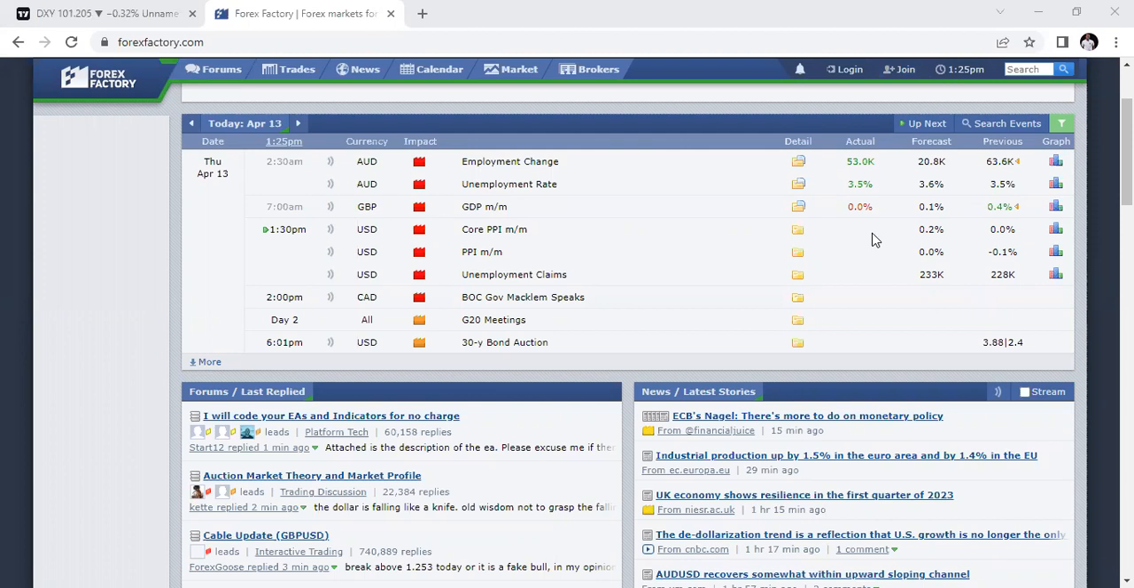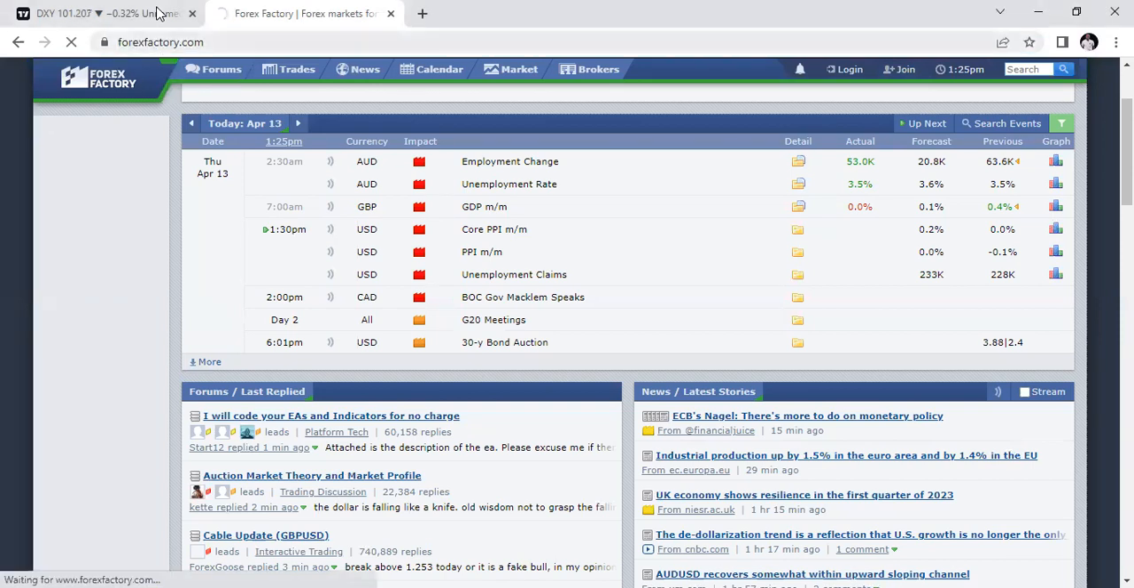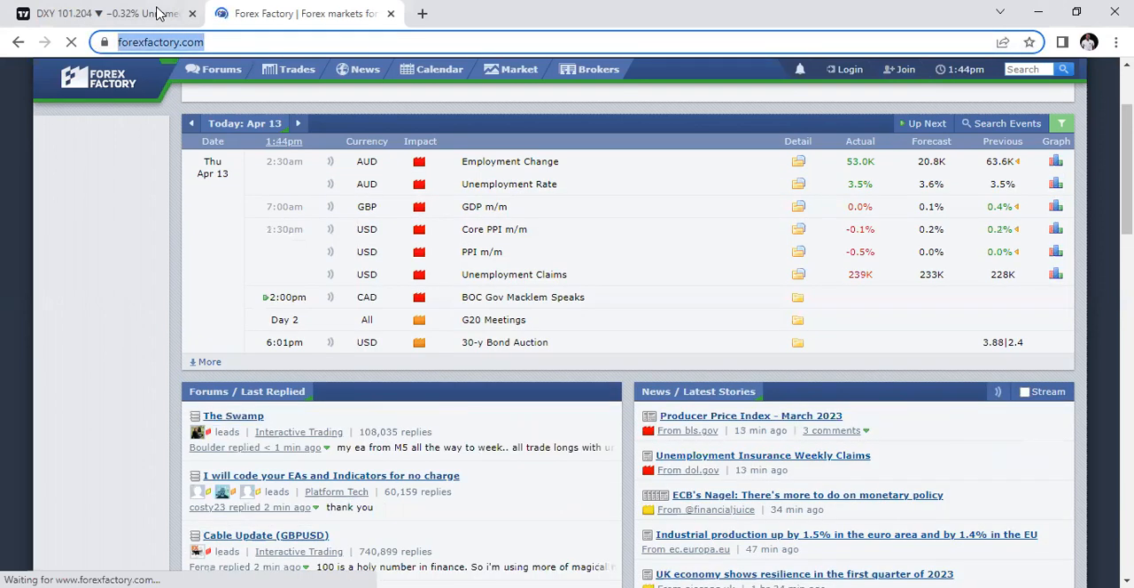The news was released at 1:30. Let's see the actual figure that came out. Okay, so this was the actual figure that came out. Minus 0.1%. So that's why it's red. The whole figures that came out were red. So that affected the USD negatively.